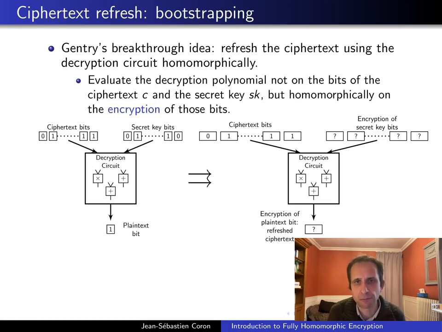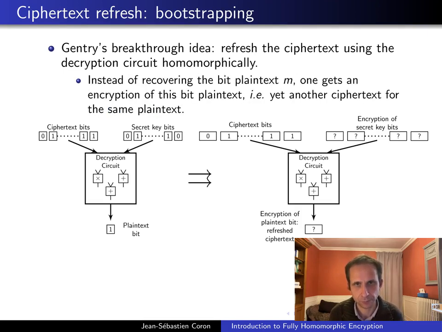So now, what happens when we evaluate this decryption circuit? We obtain exactly the same answer as on the left, but we obtain an encryption of the plaintext bit. So this means that we obtain a new ciphertext for the same plaintext bit. So we start from a ciphertext, we consider every bit of the ciphertext separately, we apply homomorphically the decryption circuit, and we obtain a new ciphertext for the same bit.